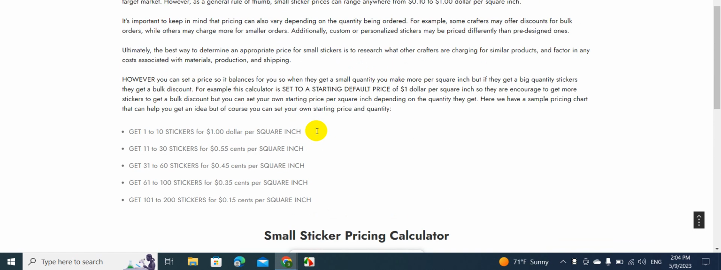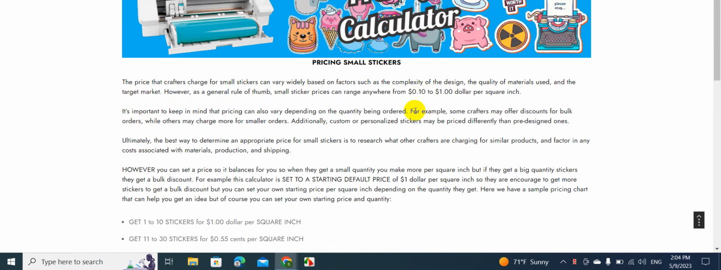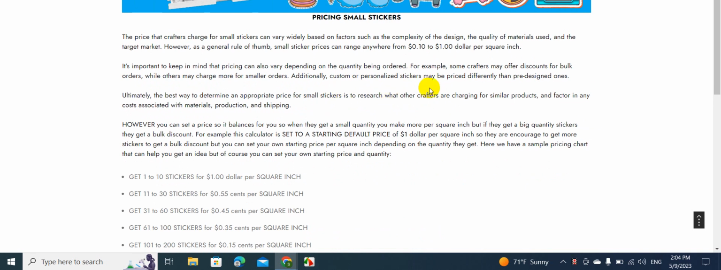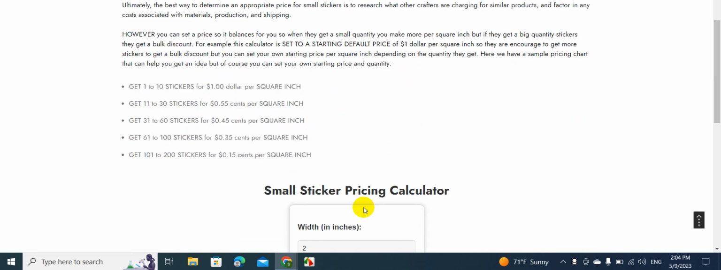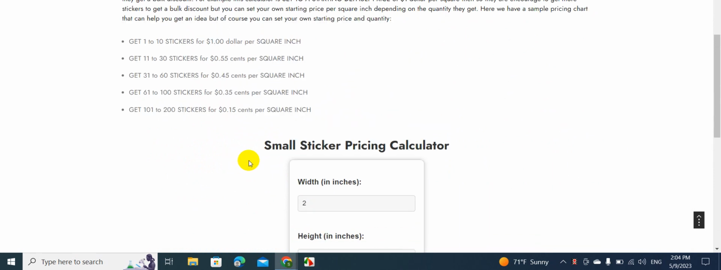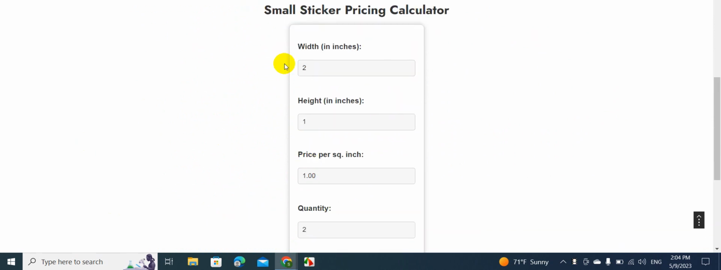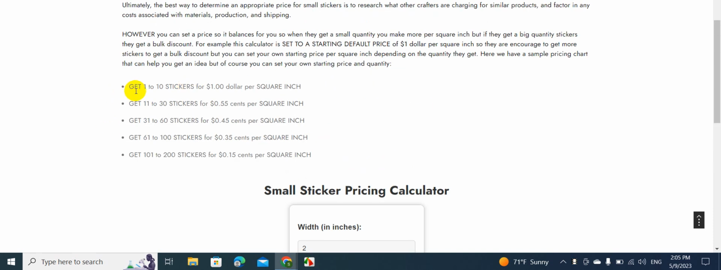By the way, this calculator is set by default to a starting price of $1 per square inch, which is what the research that I did showed is how they start. But again, I can customize my own price. If I don't like that price, I can go up or down, whatever. But let's say they only get two stickers. Here's the quantity. They only want two stickers, and they want a sticker that measures 2 inch wide by 1 inch height. And here's the formula.